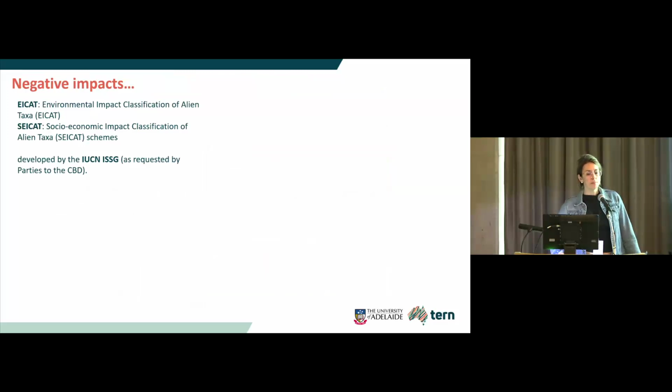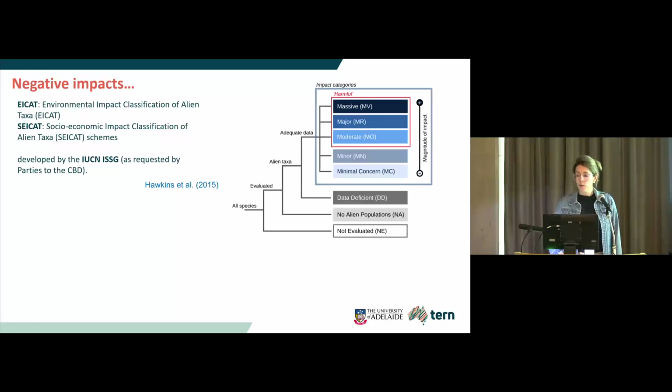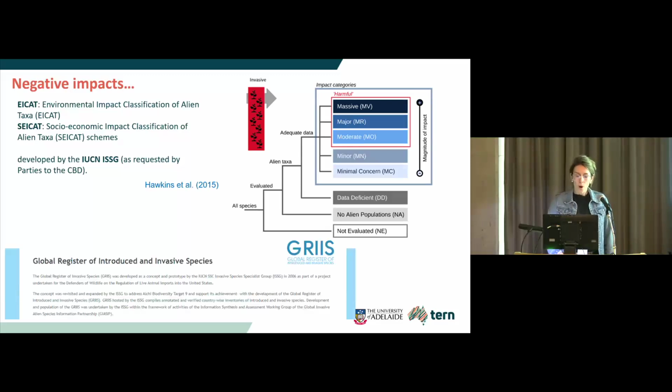So the negative impacts were developed by the IUCN, and these impacts include the Environmental Impact Classification and the Socio-Economic Impact Classification. So when we look at this diagrammatically, based on the IUCN, we have a magnitude of impact. So the harmful impacts are at the top here, which are regarded as those species that are invasive. Also, more recently, the Global Register of Introduced and Invasive Species, which from this point forward I'll refer to as the GRIIS.